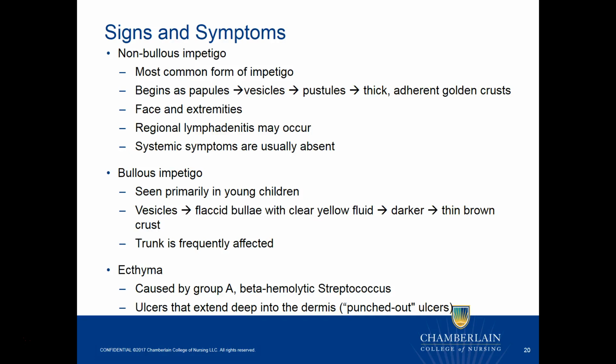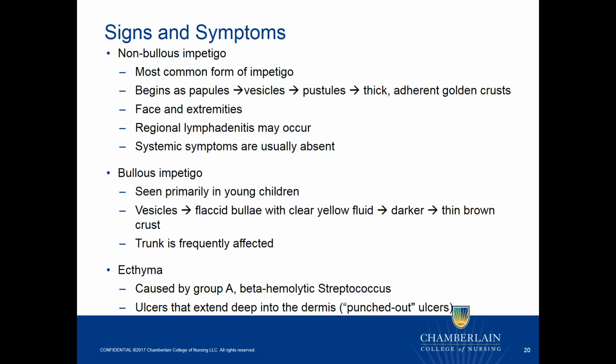Bullous impetigo is seen primarily in young children, in which the vesicles enlarge to form flaccid bullae with clear yellow fluid, which later becomes darker and ruptures, leaving a thin brown crust. The trunk is more frequently affected. Bullous impetigo in an adult with appropriate demographic risk factors should prompt an investigation for previously undiagnosed human immunodeficiency virus infection.